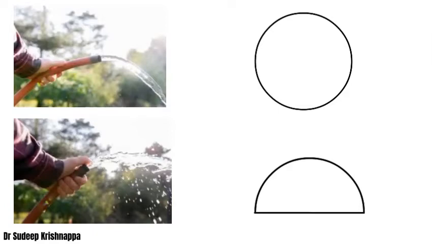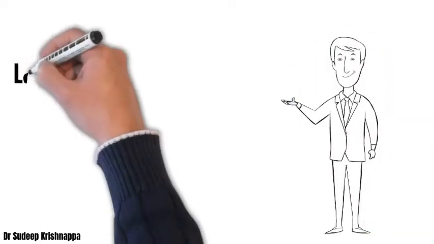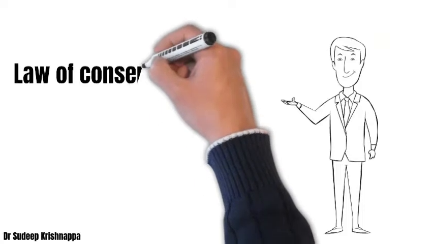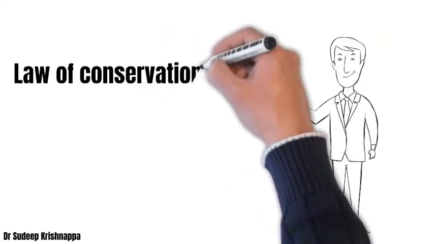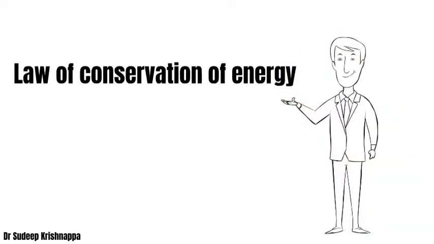If we have ever done this, we would have applied the practical aspect of the law of conservation of energy without having realized. The law of conservation of energy states that if no energy is added into a system or removed from a system, the total energy of the system always remains constant. So the energy can only be transformed from one form to another.